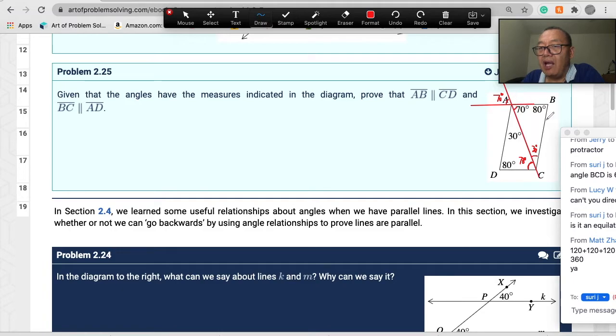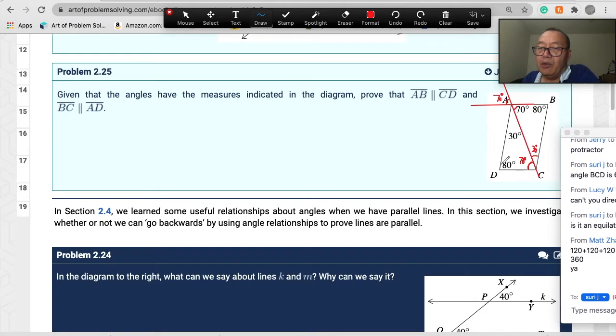So that means line AB is parallel with CD, because in the previous problem, we already proved if two corresponding angles are congruent, then the two lines are parallel to each other. Here we have these two corresponding angles equal to 70 degrees. By extending these lines AB and AC, we formed these two corresponding angles. They are both equal 70 degrees. So that means these two lines AB and CD are parallel.